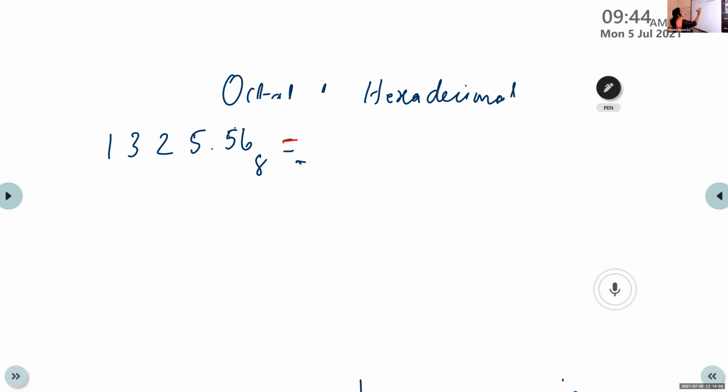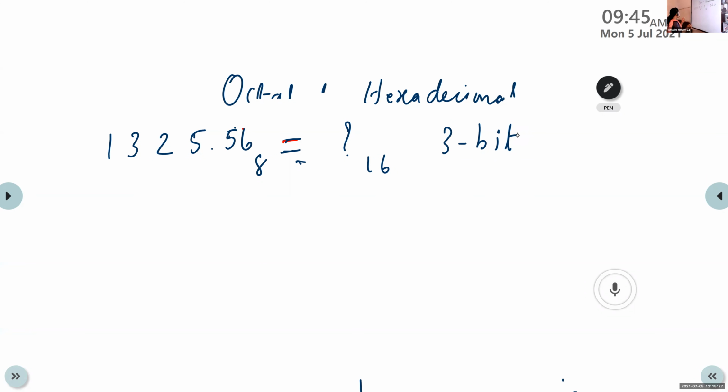Okay. Listen. Here 1325.56 is the octal number. We have to convert it. Alan, G, all of you switch on the video. So we have to convert this octal number to hexadecimal. For that, first we have to convert this octal number into binary. For that we use the 3-bit table.